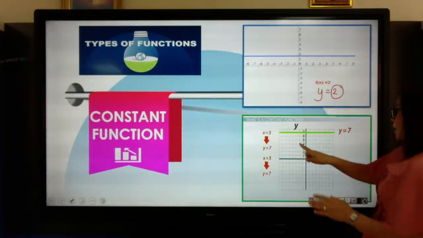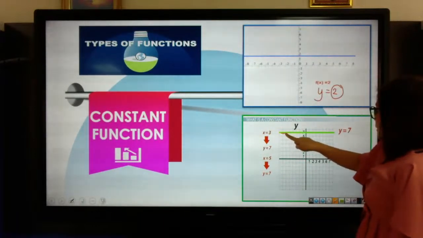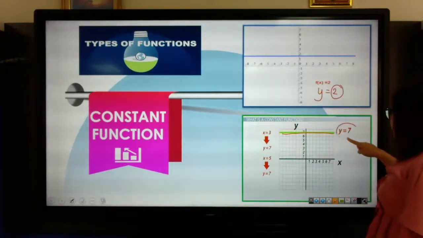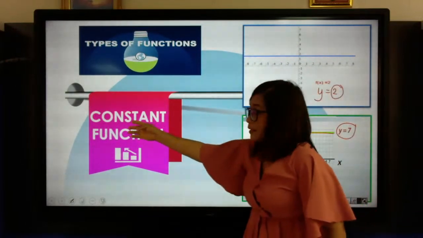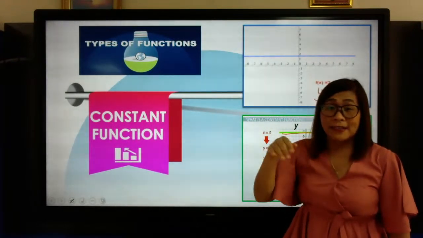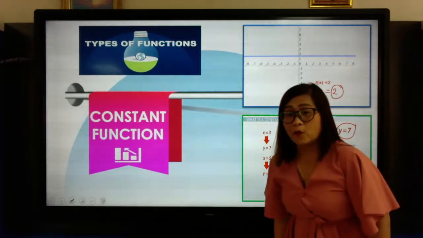Another one here, this is the equation of the function. So this is it. Okay, y is equal to 7. This is also a constant function. So it's just a horizontal line for constant function. Okay? Do you have questions?